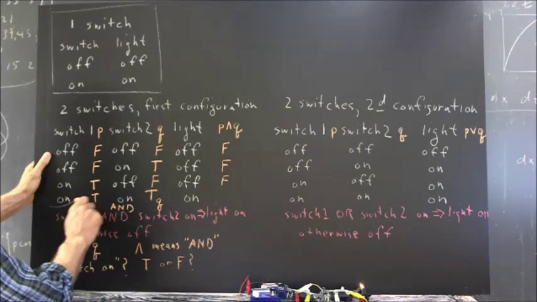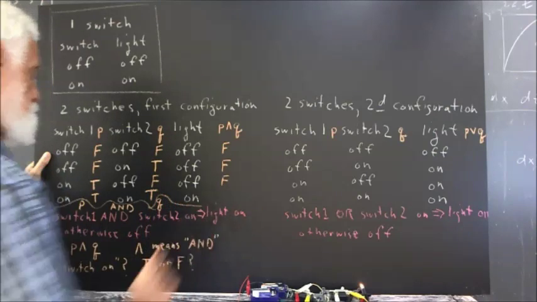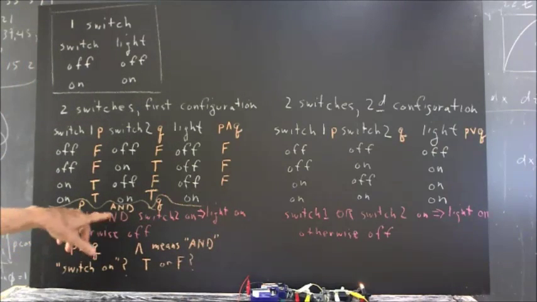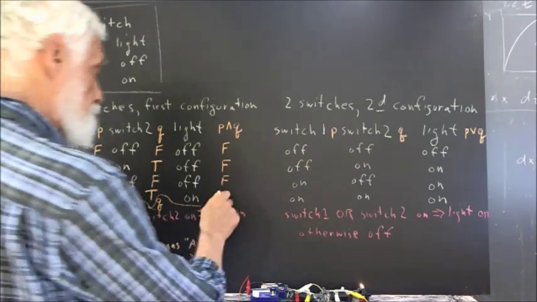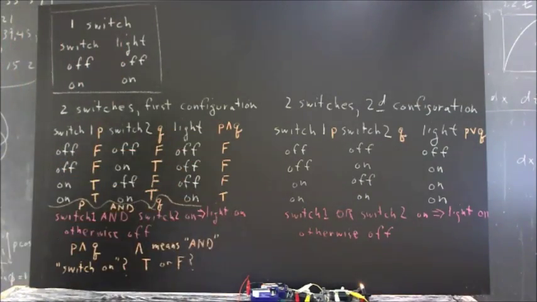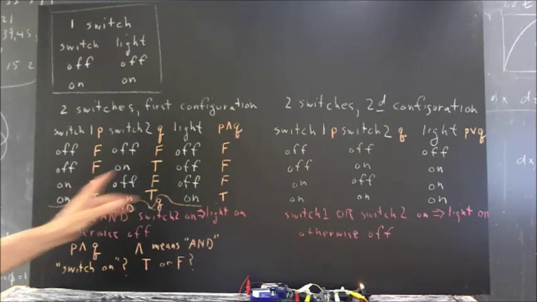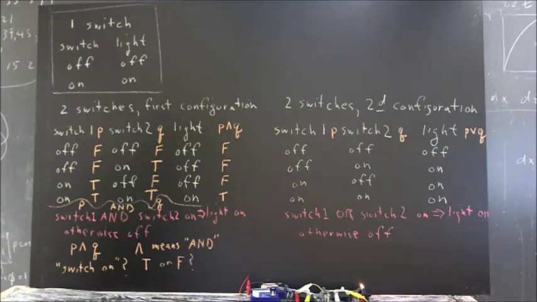Things are getting a little jumbled here. Not such a good idea. But in this case, the light is on. So this represents the behavior of the first system.